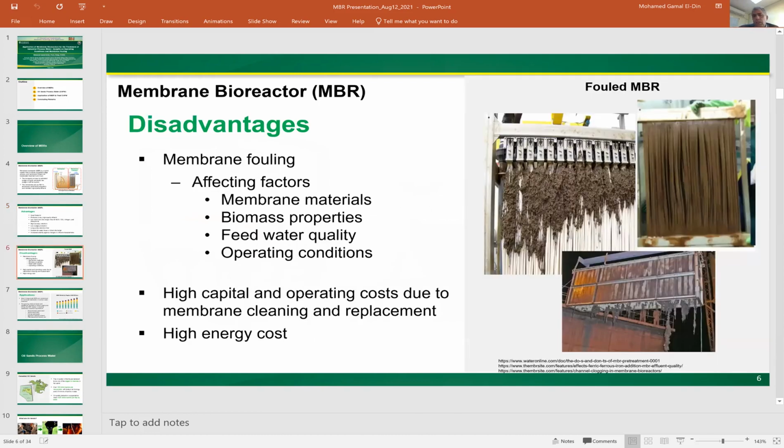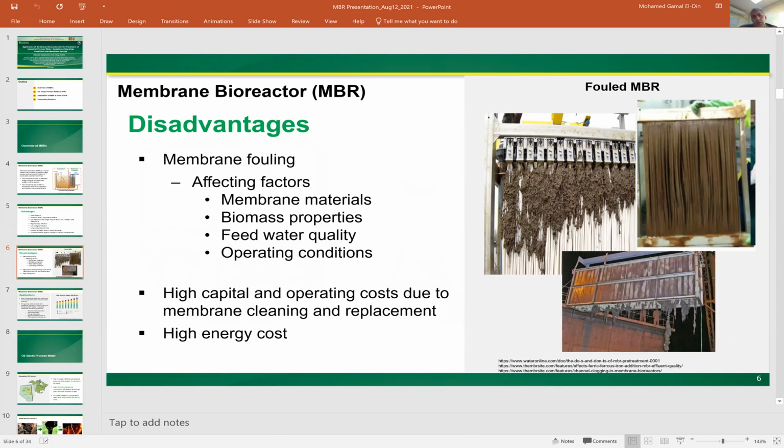Regarding the disadvantages, of course, anybody will think of any disadvantages. The first thing that will come to mind is the membrane fouling. And the main factors affecting the membrane fouling would be the membrane material. So are you using hollow fiber membranes versus ceramic membranes, biomass properties, feed water quality, operating conditions. All these factors will affect the type of fouling, how fast the fouling can be generated, and how can this fouling be reversed or dealt with.